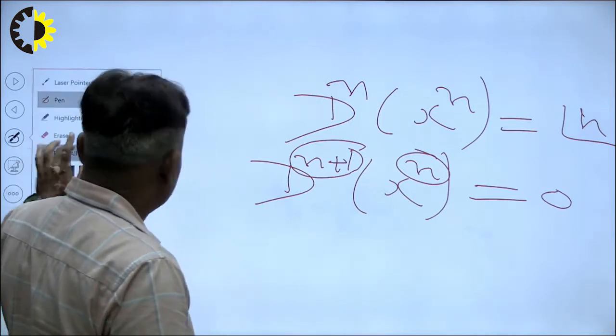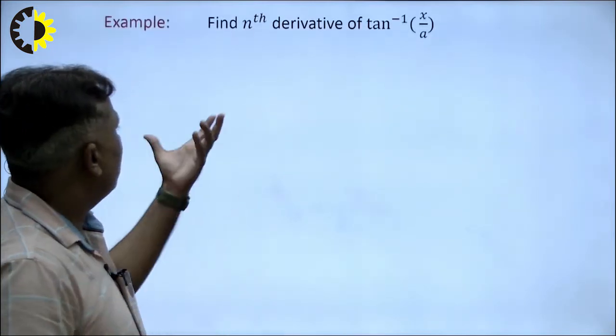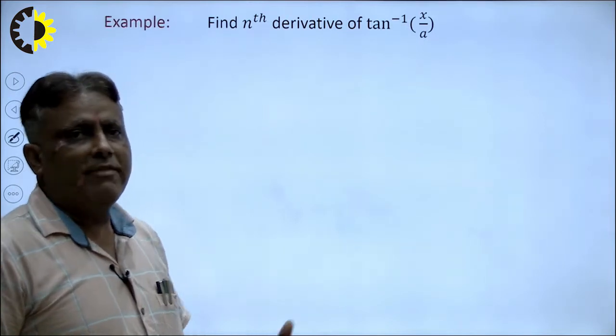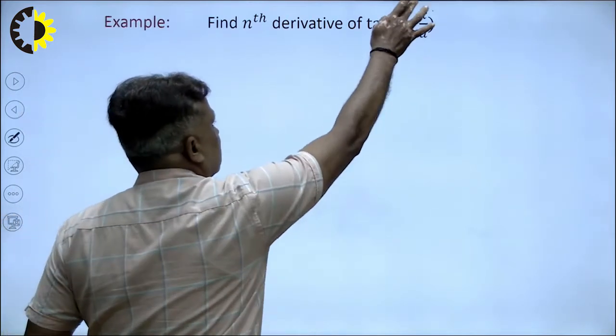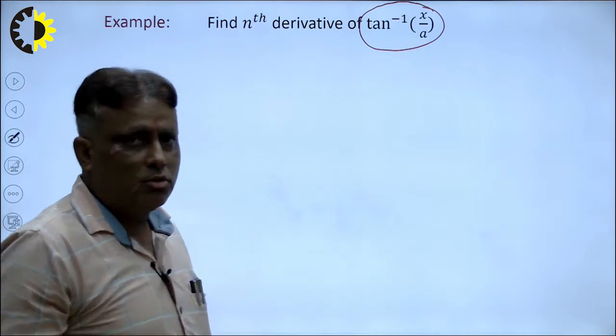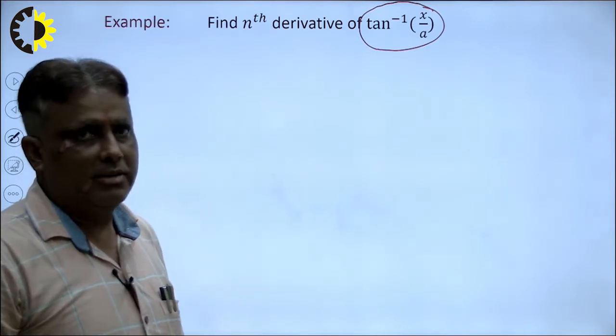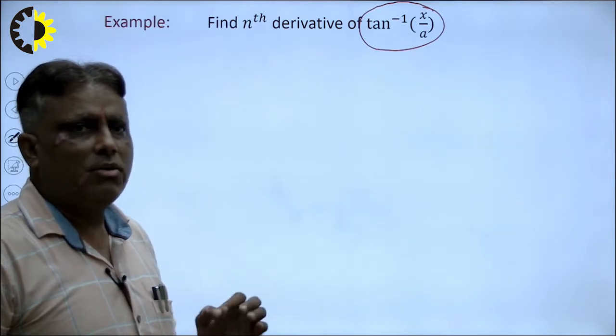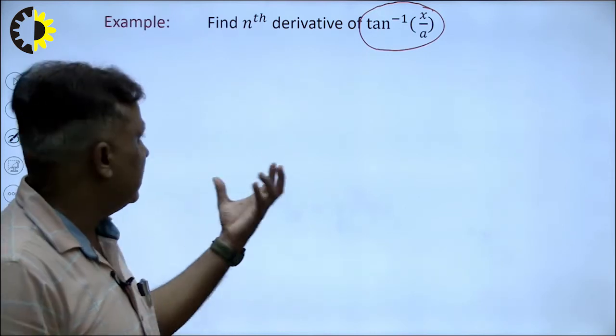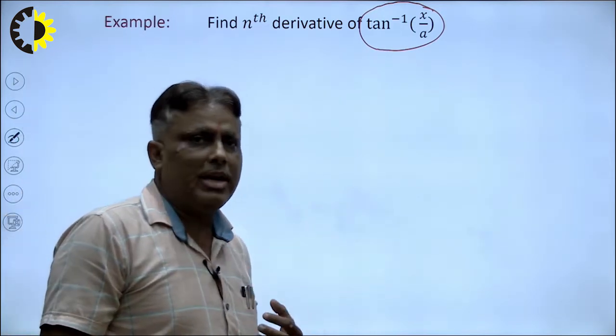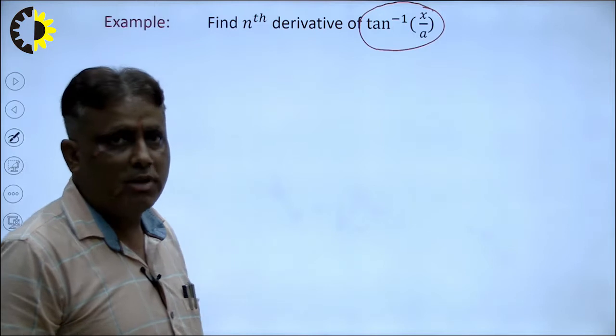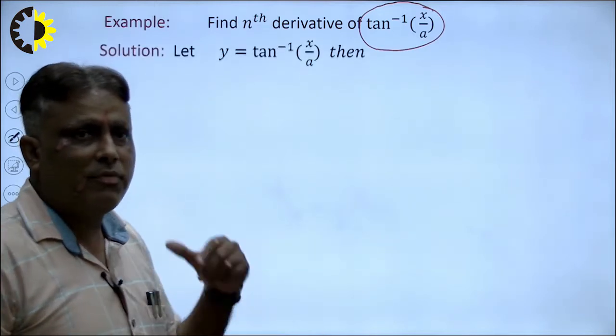Now I consider the next problem. Suppose I have the problem: nth derivative of tan inverse x upon a. This is a familiar function, but I don't know the formula of the nth derivative. So first of all we do differentiation only one time and see the result, because our aim is to reduce it into the linear form 1 upon ax plus b. So what will be the first derivative here?